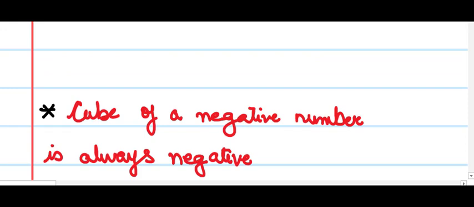The cube of a negative number is always negative. That's a very important property, and it must be very clear to all of you that this is not applicable in the case of square numbers, because the square of a negative number is always positive. Like minus 2 square is minus 2 into minus 2, and we know that minus into minus comes out to be positive. But the cube of a negative number is always a negative, as you can see from the example here.